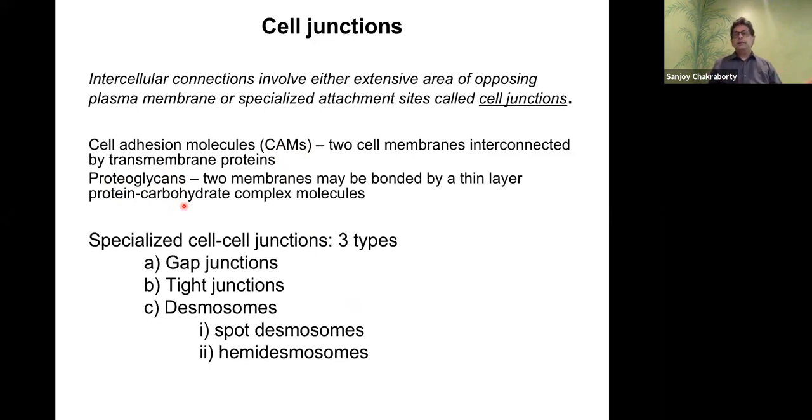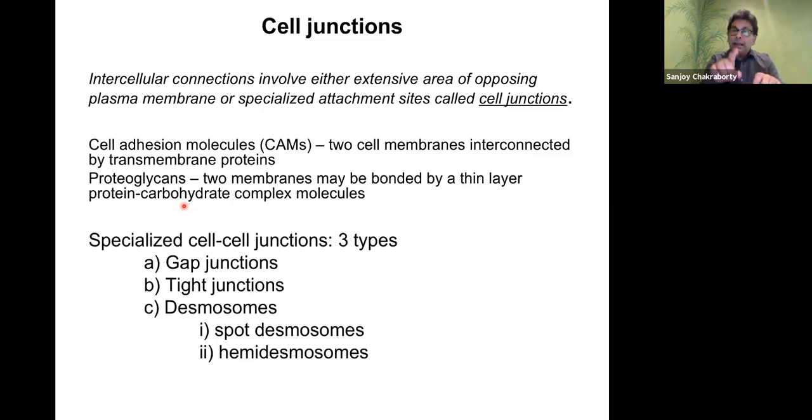Now, based on what kind of cementing material, based on what kind of transmembrane protein, we divide those specialized cell junctions into three groups: gap junction, tight junction, and desmosomes. If you follow the name, most of the time you get the answers. Gap junctions have gaps, meaning those particular proteins that attach the cells have connections between the two cells. So although they're joined, they can communicate freely and quickly. The ions and molecules can move between them easily.